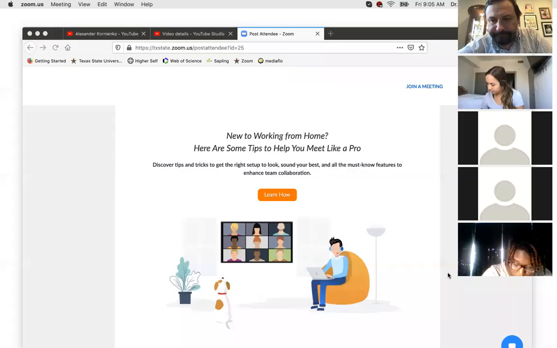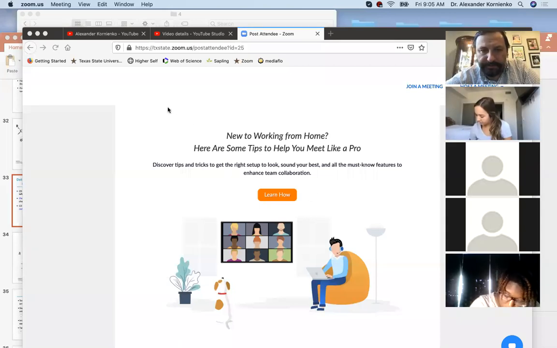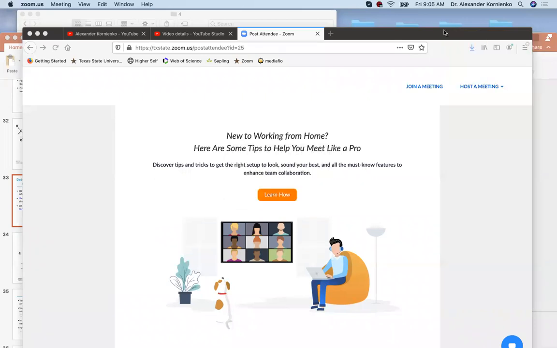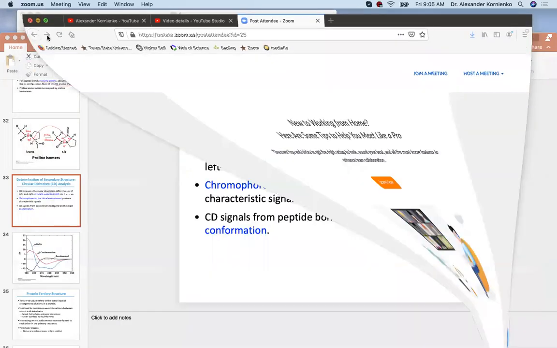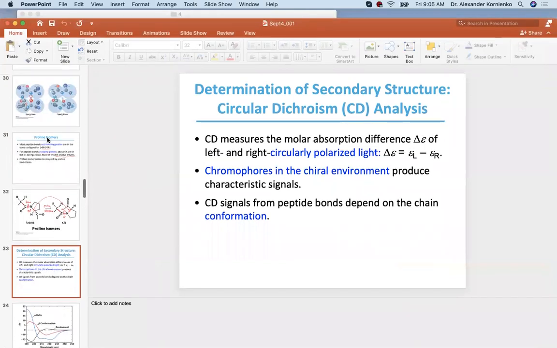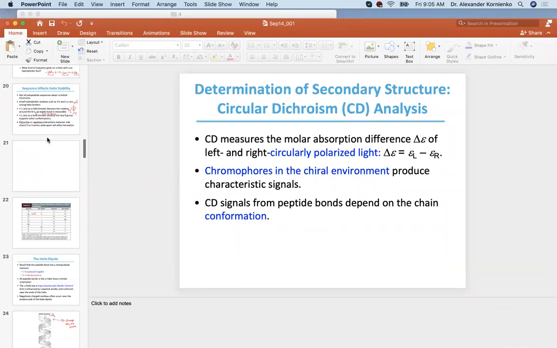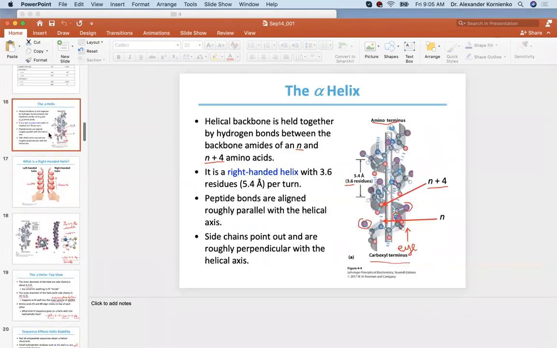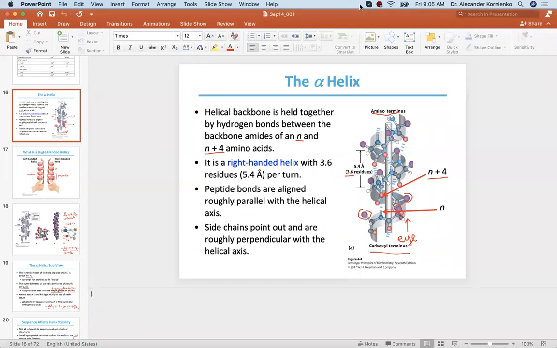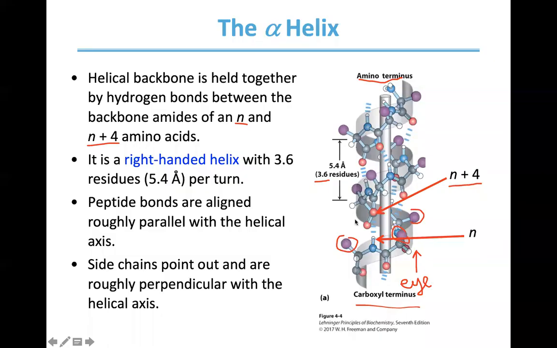Okay, so we will start sharing screen. So remember, just to remind you, so here we have alpha helix, right?